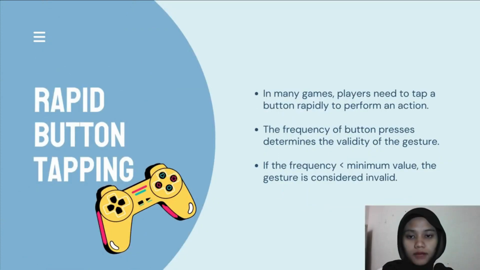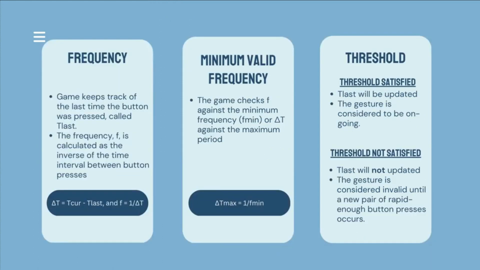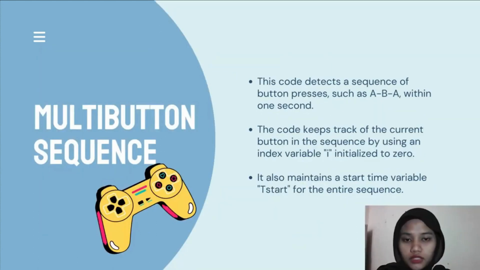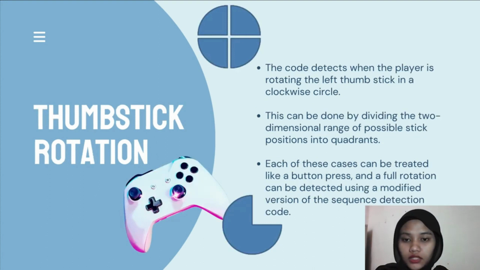The first one is rapid button tapping, which focuses on how the frequency of button presses determines the validity of the gesture. Next, we have the multi-button sequence, where the code detects a sequence of button presses such as A, B, A within 1 second. The last example for gesture detection is thumbstick rotation, which means that the code detects when the player is rotating the left thumbstick in a clockwise circle.